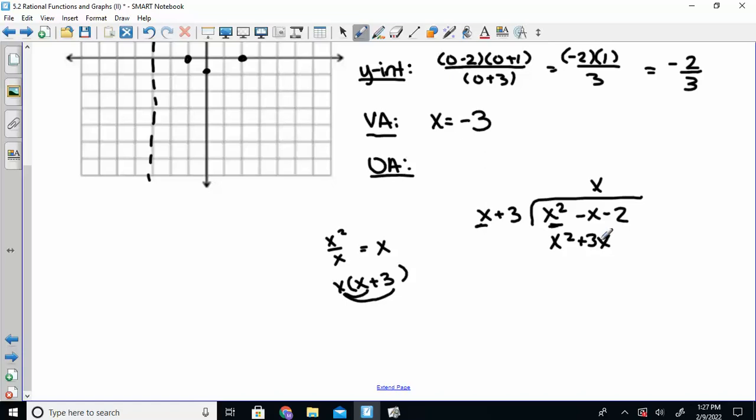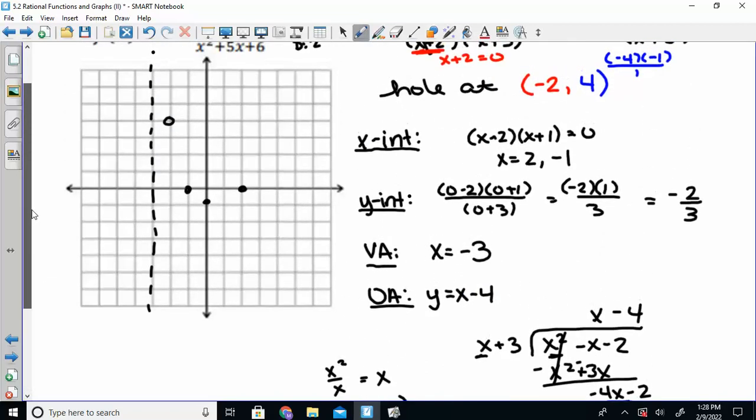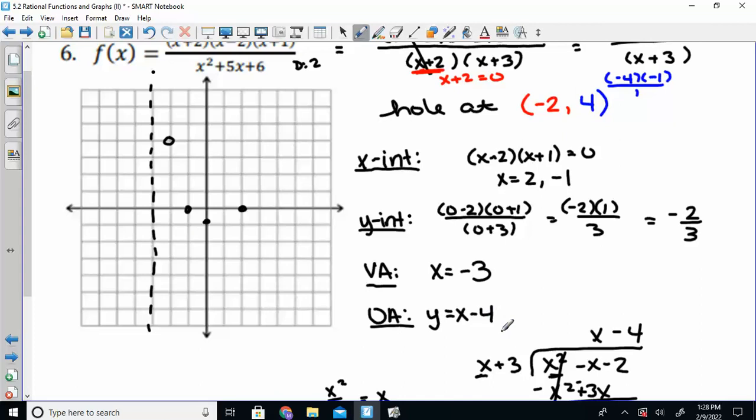What do we do now? Cancel. -1x minus 3x is -4x. So we're one step away. Now we just have to take -4x divided by x. So the oblique is y equals x minus 4. Alright, so to plot that, this is a line.